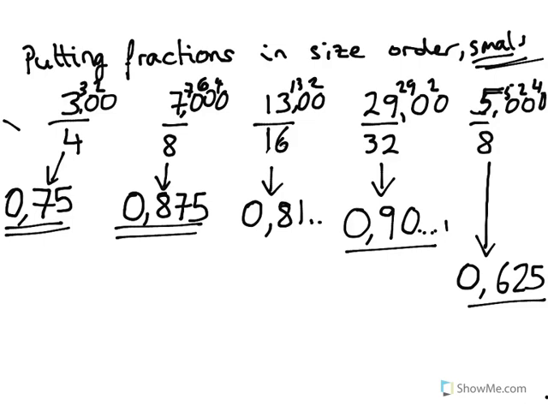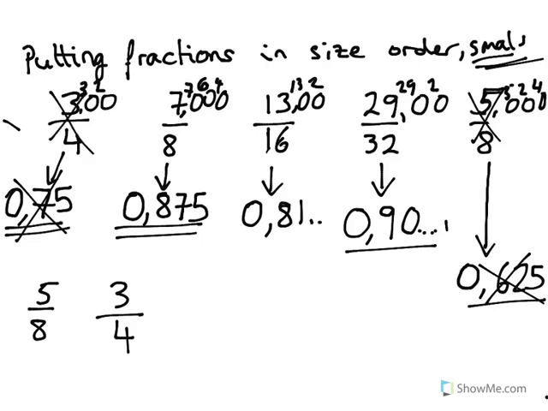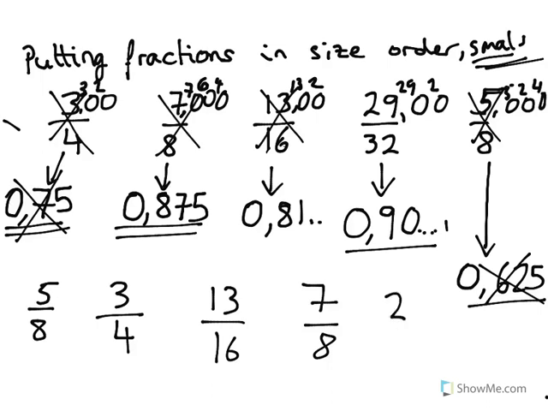Now it's super easy to put the smallest one first. Which is smallest? 5/8. We start with that. Next, and then we've done it, so we cross it out. What's the next smallest? 0.75, 3/4. We put that one next. Cross it out, we've done it. What's the next one? 13/16. Done that one. The next one? 7/8. And we finish off with the largest fraction, 29/32. Okay?